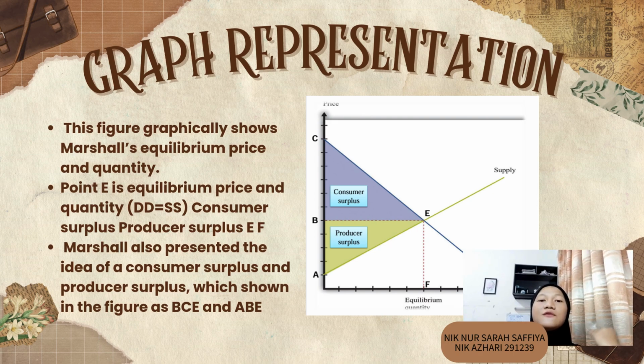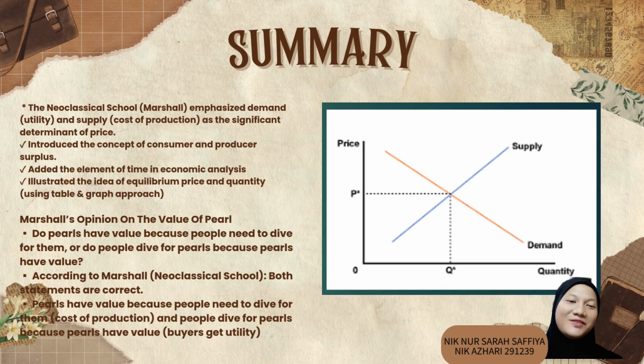In short, this graph shows how the market, through the interaction of supply and demand, finds a balanced price and quantity. It also highlights the extra value of surplus that both buyers and sellers enjoy in a well-functioning market. Marshall's market wisdom.